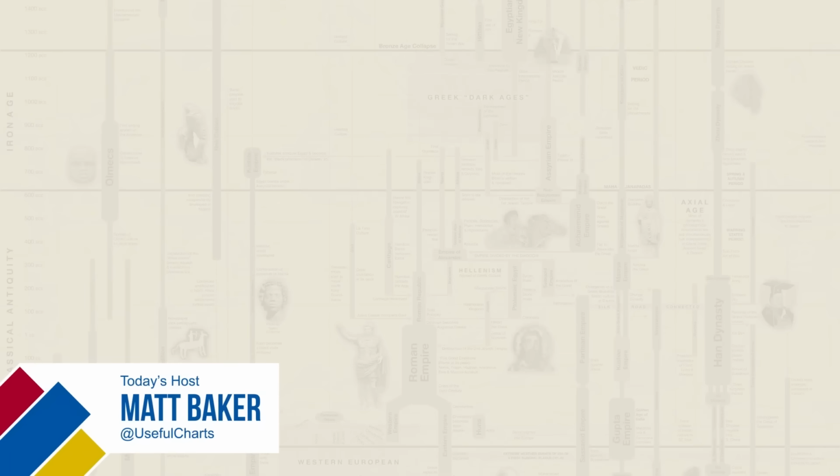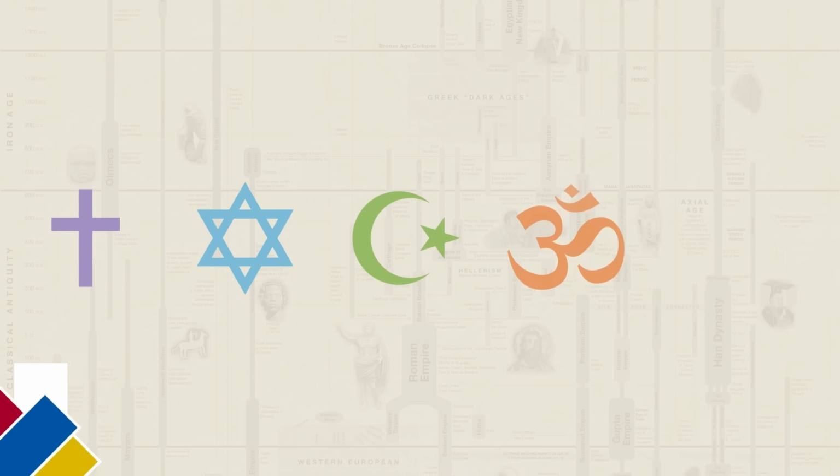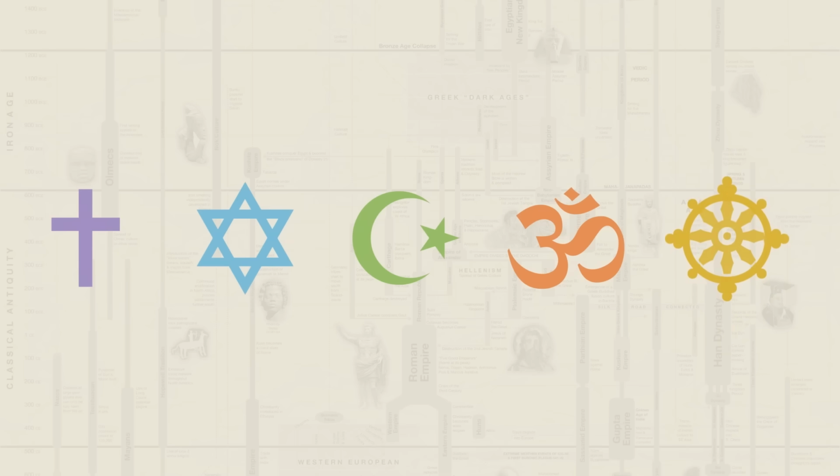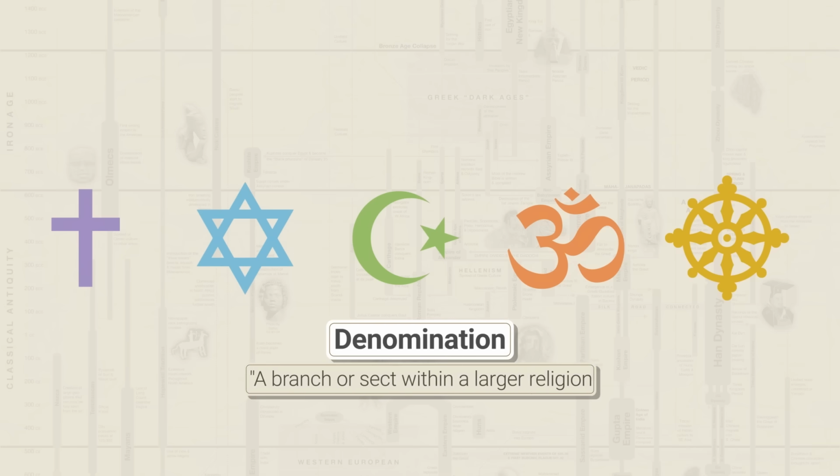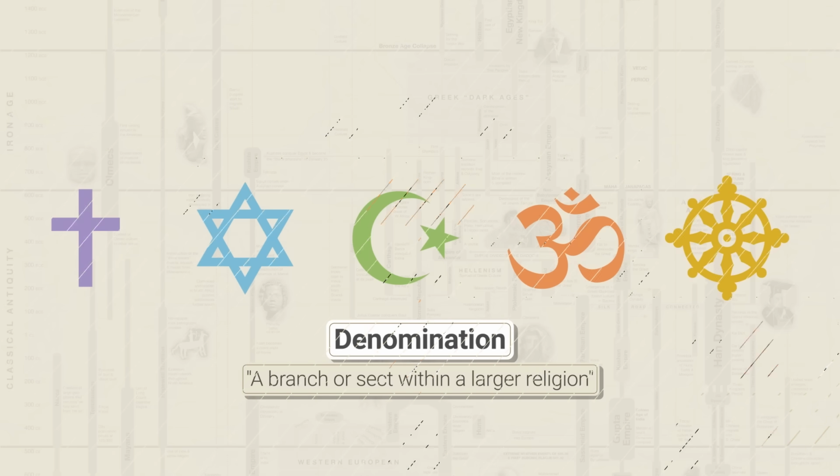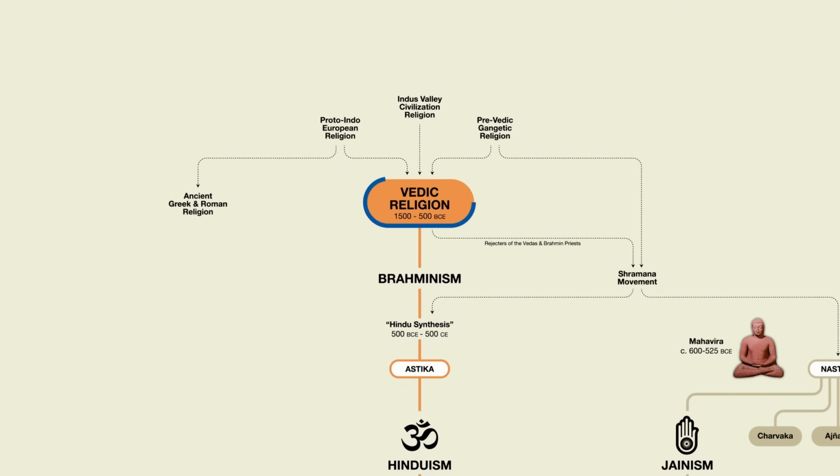So far on this channel, I've talked about Christian denominations as well as Jewish, Muslim, and Hindu denominations. So you probably already guessed that Buddhist denominations would be next. Now, remember, I'm using the word denomination quite loosely here, simply to mean a branch or sect within a larger religion. So let's start with the Vedic religion, which I introduced in my Hinduism video.